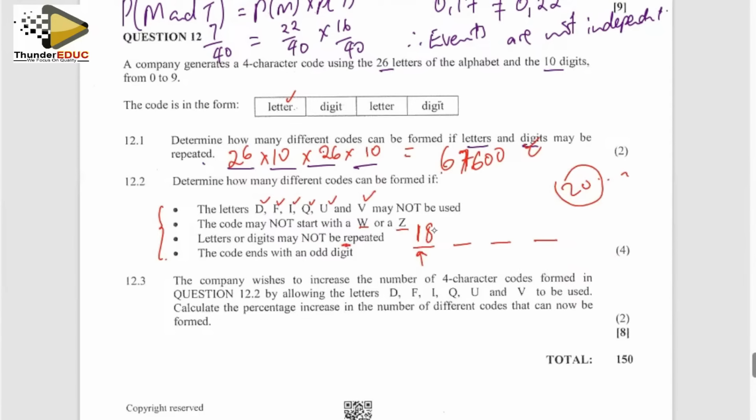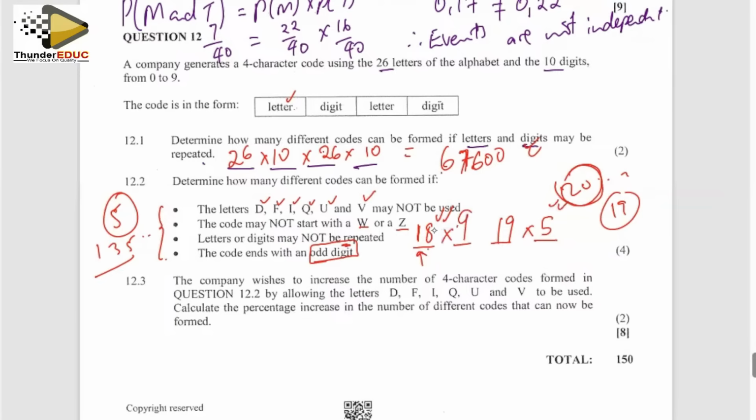Then letters or digits, we're not repeating them. So if this is 18, which means 1 letter is gone already, we have 19 options to choose from. That's where we shall get our next letter. Then let's look at the digits. They're telling us that the code ends with an odd digit. So odd are basically those numbers 1, 3, 5, and so on. We have 5 of them out of the 10, so we have 5 options to choose from. And then here we shall have 9 options since this one will be taken.